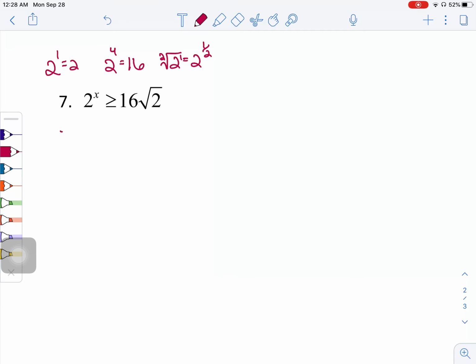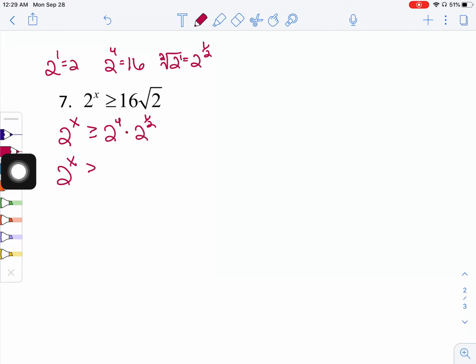So we've got 2 to the x greater than or equal to 2 to the fourth times 2 to the 1/2. So I don't have any extra multiplying exponents together. I am, however, multiplying 2 bases together, and I want to combine their powers. And the way I'm going to do that is by adding them together. So 4 plus 1/2 is 9/2.